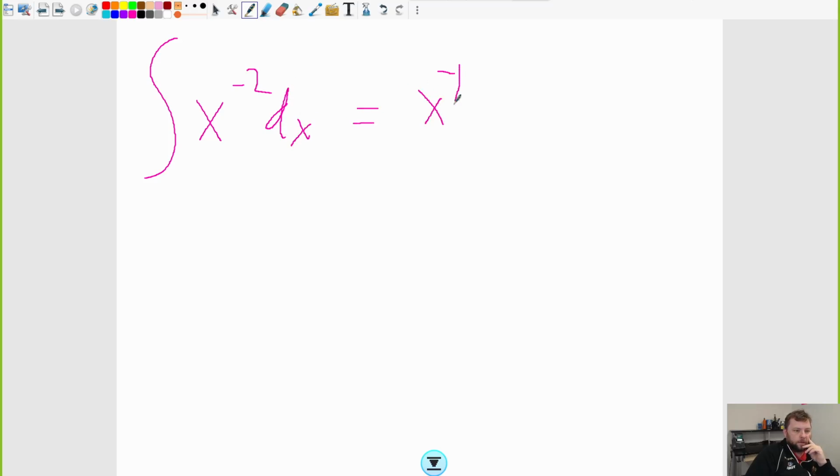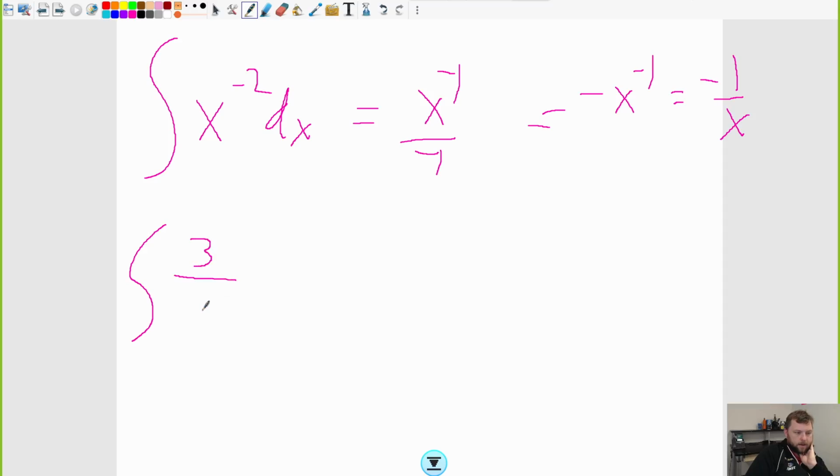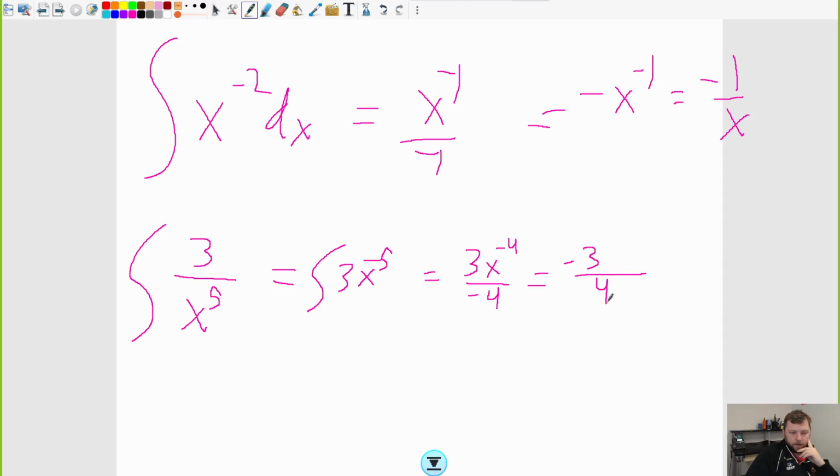It's going to be x to the negative 1 divided by negative 1, which is the same thing as negative x to the negative 1, which if you wanted to is negative 1 over x, laws of exponents. And that's where these things get trickier. Sometimes you'll get a problem like 3 over x to the 5th power. Don't say, oh, that's x to the 6 over this. Don't fall for that. Write this as 3x to the negative 5, which is going to be 3 times x to the negative 4 divided by negative 4, which gives negative 3/4 x to the 4th, and a plus c. Bring it back down.